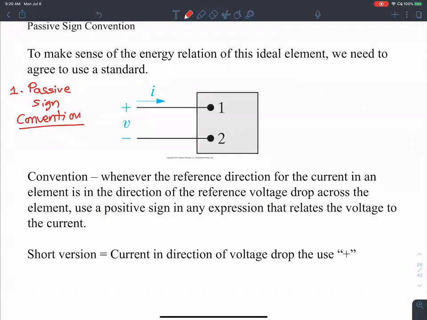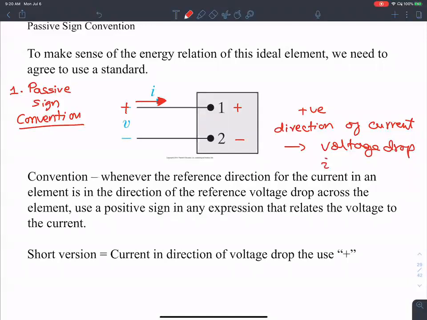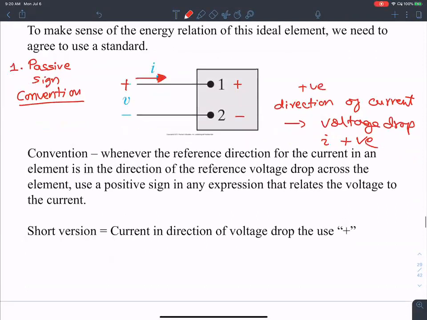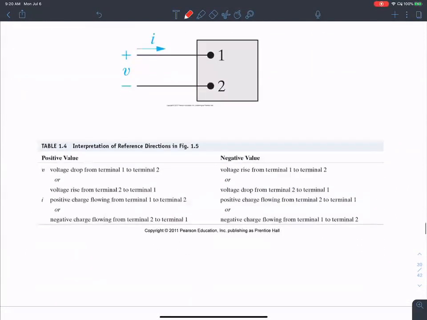Okay, this is a standard that I'm going to follow. When the direction of the current is along the voltage drop, then I call this positive. If the direction of current is along the voltage drop, then the current is assumed to be positive. I'll show you another example here. It becomes absolutely clear. Let's look at this one.